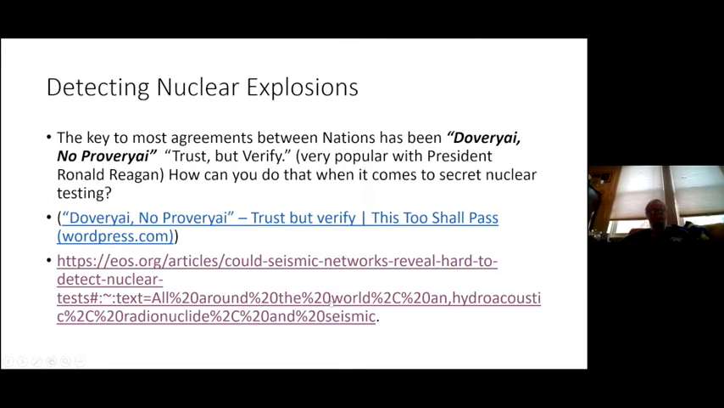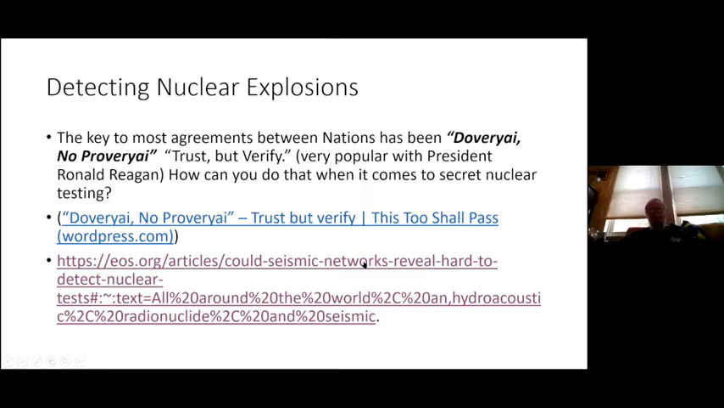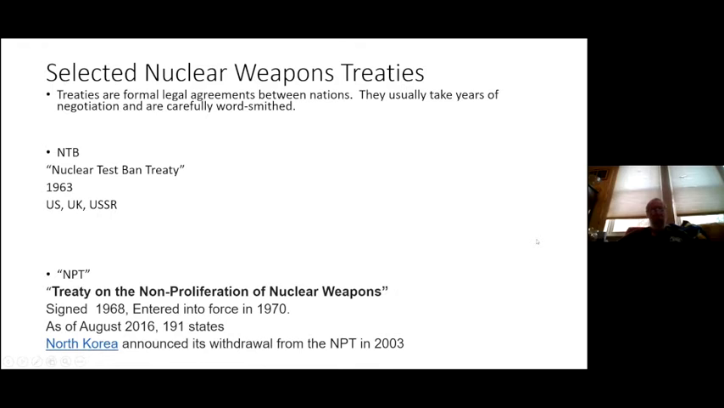I opened the link earlier. I'm not certain why it's having a problem now. This is an article in EOS, the AGU journal, which talks about the Soviet seismic networks. So I'll skip that for the moment and briefly talk about some of the selected nuclear weapons treaties.